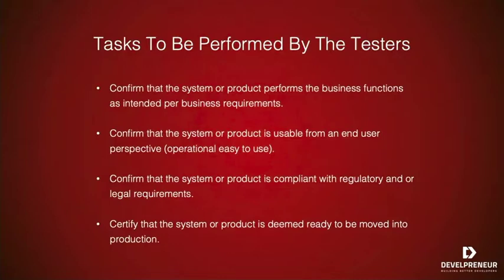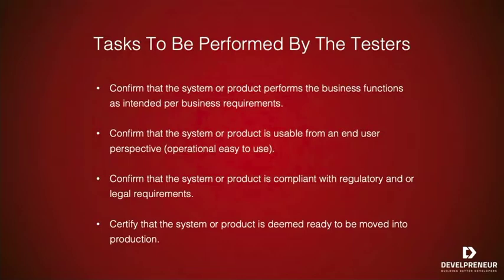Next, we have the tasks to be performed by the testers. So these are essentially the four tasks that really need to be performed by the UA testers. They need to confirm that the system or product performs the business functionality as intended per the business requirements. They need to confirm that the system or product is usable from an end user perspective.